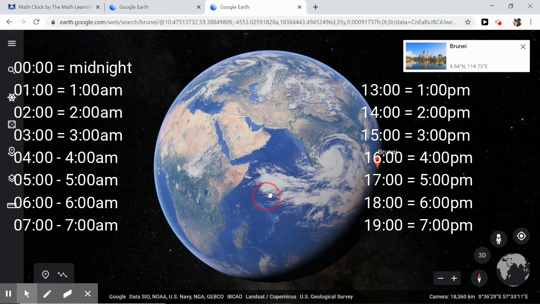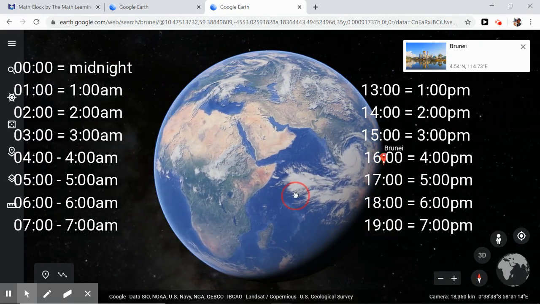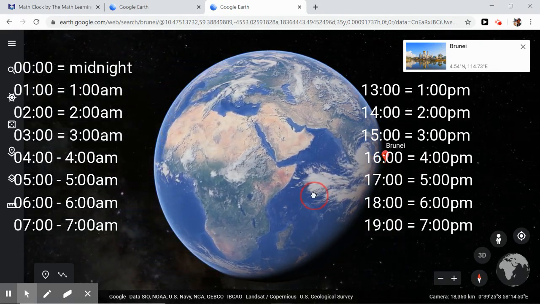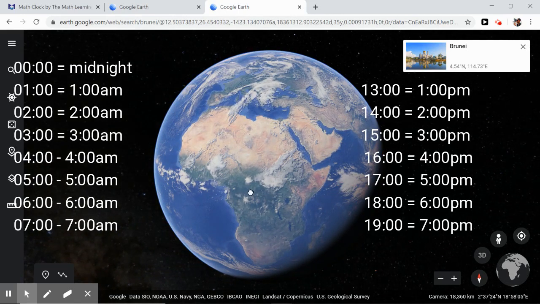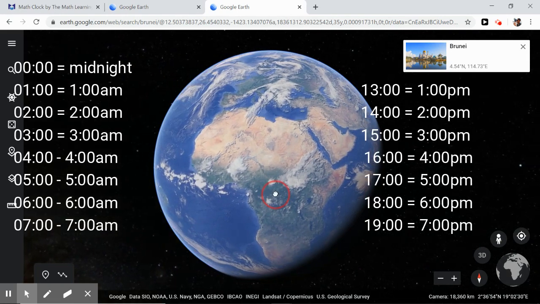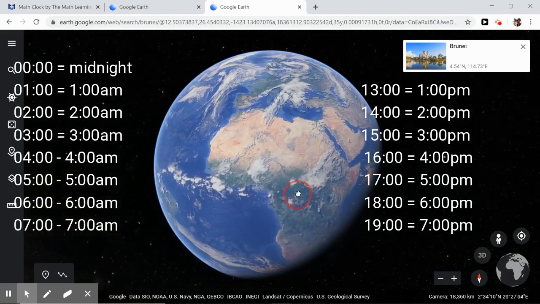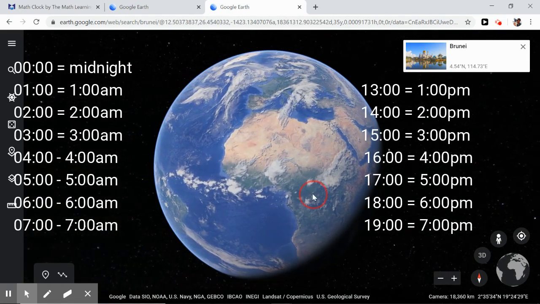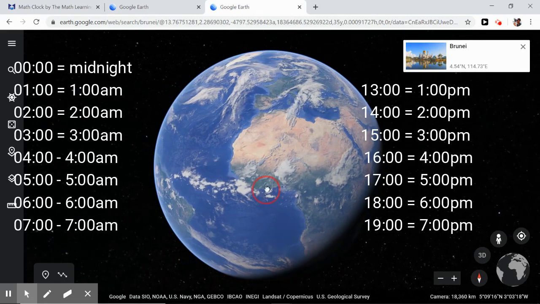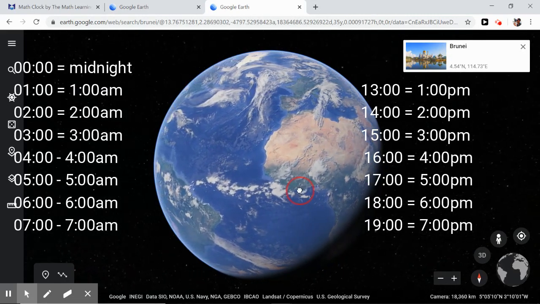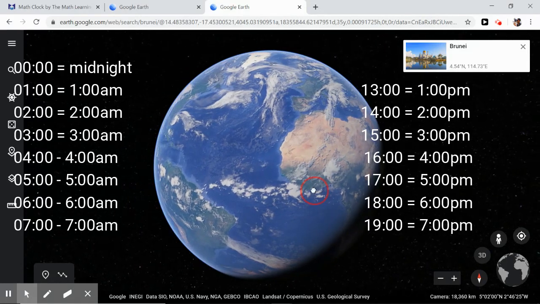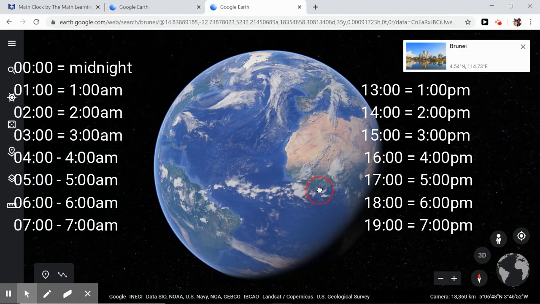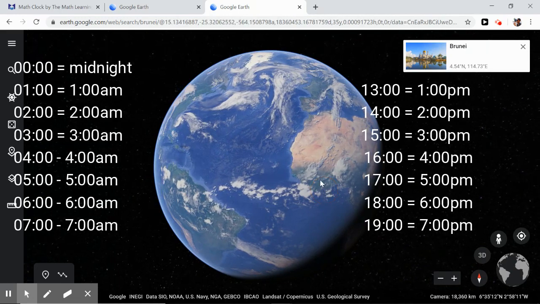which is 6 p.m. Then we've got 7 p.m., which is the 19th hour. Then we've got 8 p.m., which is the 20th hour. Then 9 p.m., which is the 21st hour. Then 10 p.m., which is the 22nd hour. Then 11 p.m., which is the 23rd hour. And then we get back to 0000, which is the end of the day and the start of a brand new day.